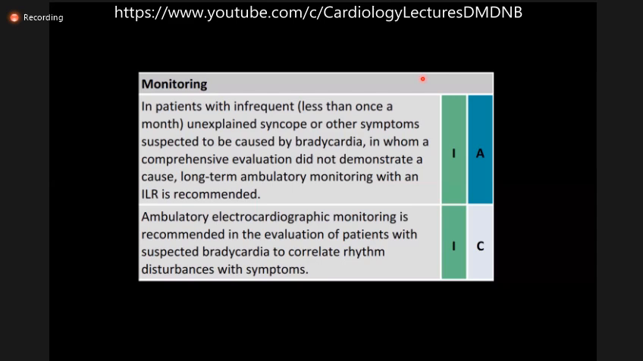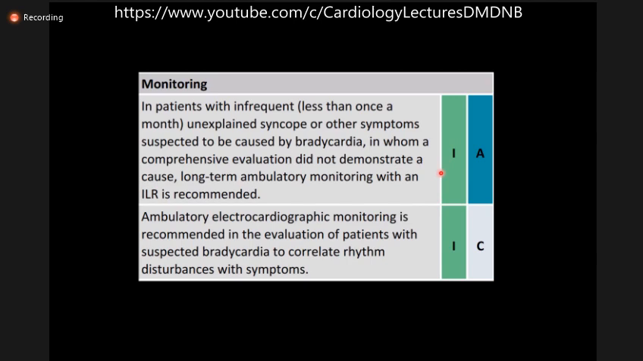So what about monitoring? The guidelines have mentioned the role of monitoring in patients with infrequent symptoms, probably less than a month or so, with unexplained syncope or other symptoms which can be attributed to bradycardia, where the initial evaluation did not demonstrate a cause. Then long-term ambulatory monitoring, such as a loop recorder, the evidence is quite robust with a class 1A recommendation.